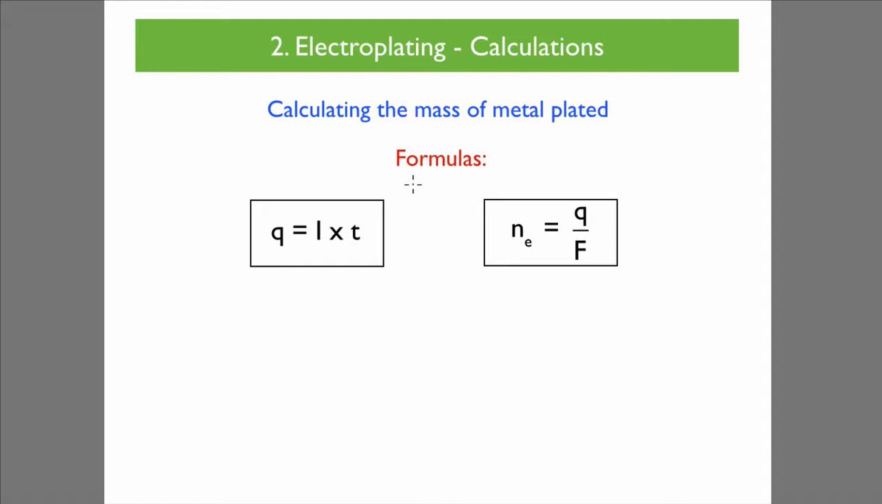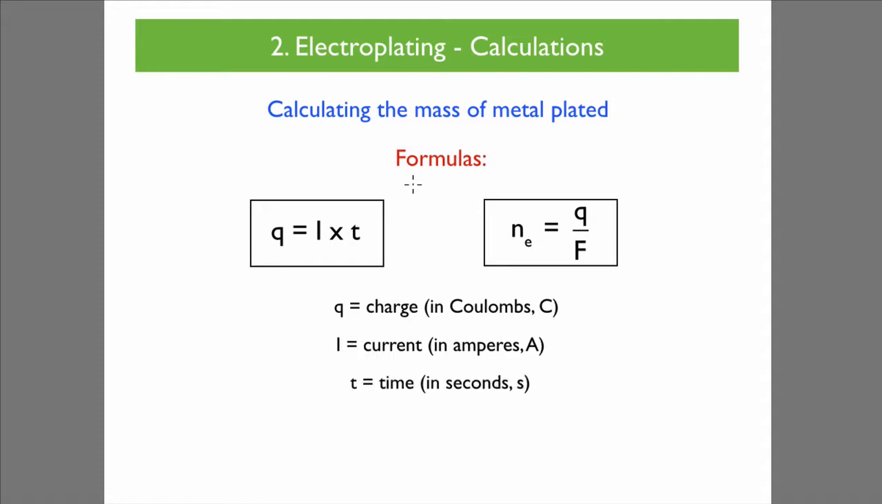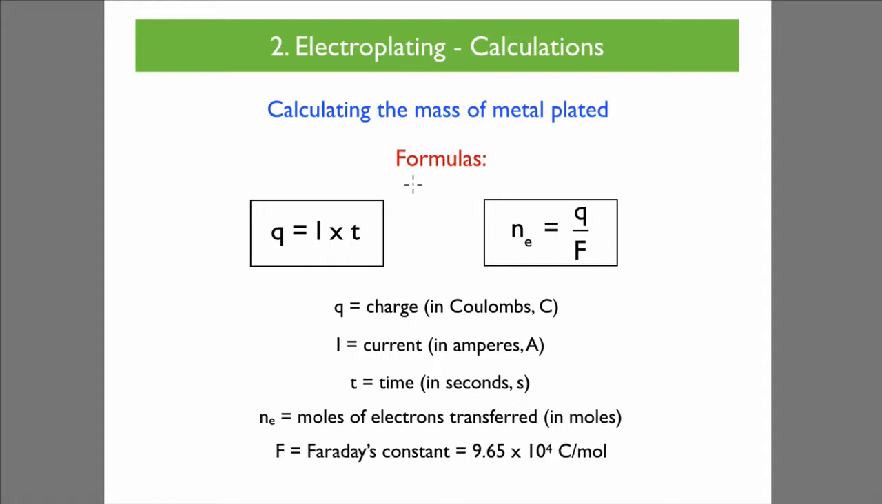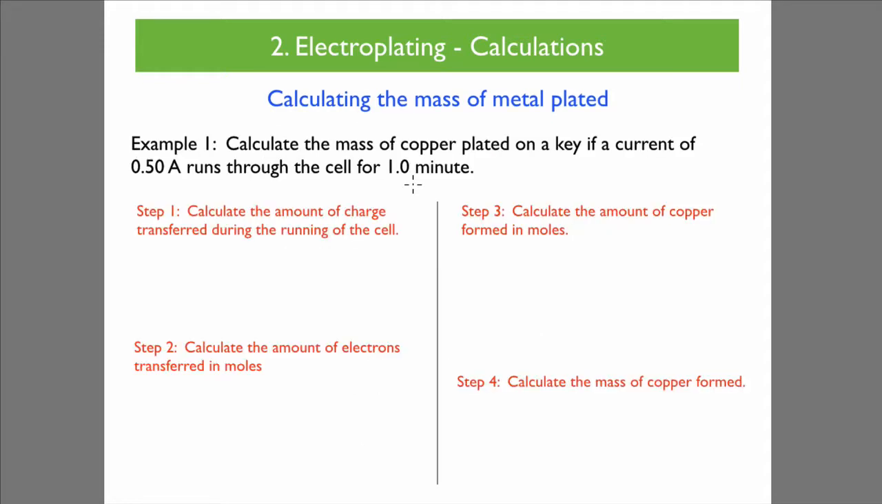Electroplating calculations. We use these two formulas and we can calculate the mass of metal plated. Q stands for charge in coulombs. I, or capital R should I say, is the current in amperes or amps. t is the time in seconds. n(e) is moles of electrons transferred. And F is Faraday's constant.